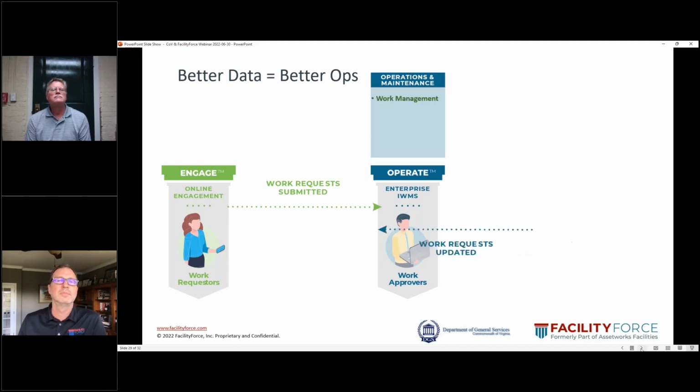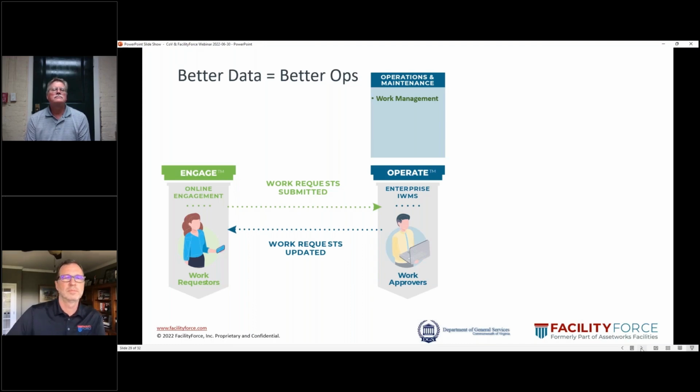Now, that work can be things like work management or some others we'll talk about in a few minutes, but let's say it is work management. As that request is approved and assigned, those requests get updated so that the person who requested it is automatically updated and given information on their request. From that point, we can do other functions within the IWMS as well.